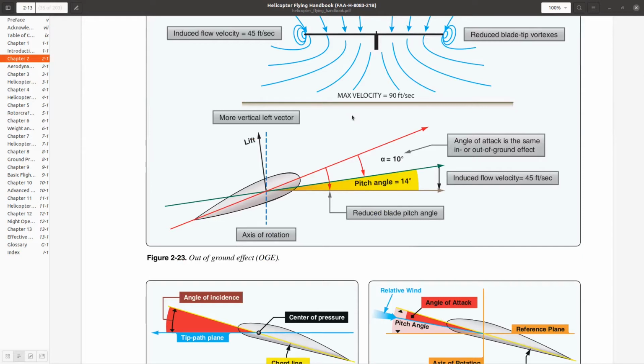So if you look at a helicopter, it's going to have an in-ground effect hover ceiling and an out-of-ground effect hover ceiling. Above that point, you can't hover it.